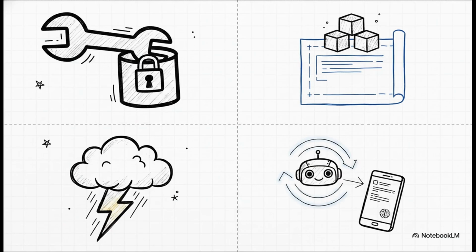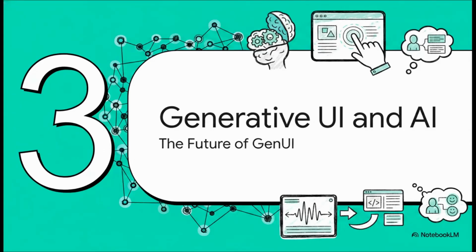But check this out. The real game changer is auto hot reload for AI coding agents. That means when your AI agent writes code, your app instantly updates in real time right on your screen. Just incredible. Which perfectly tees up Section 3, Generative UI and AI, where we are really looking at the absolute future of user interaction.